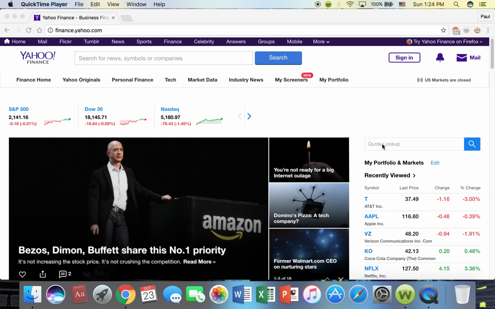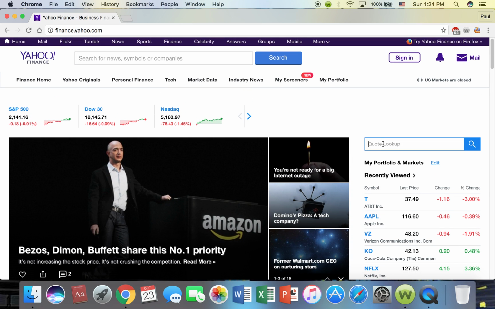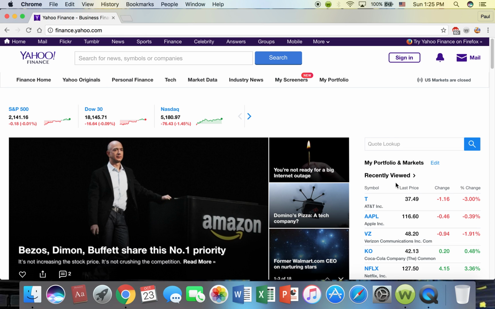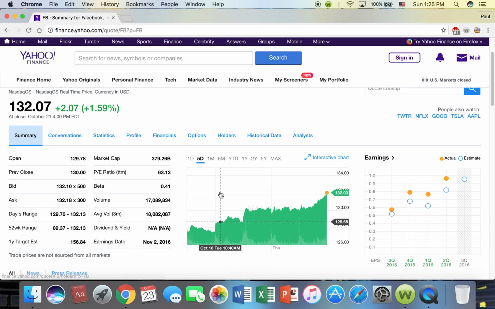All right, so now, the good thing about the quote lookup is you don't necessarily have to put in the ticker symbol. If you don't know the ticker symbol, you can search the name of the company instead. So for example, I might not know what the Facebook ticker symbol is, so I'm going to type in Facebook. And voila, Facebook right here. So we click on Facebook, and here we are on the Facebook page.